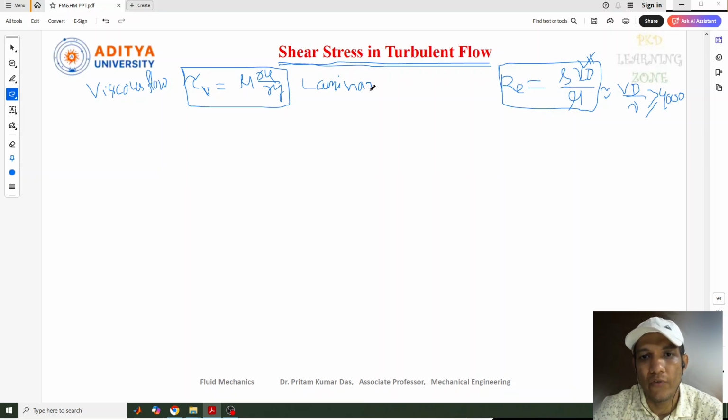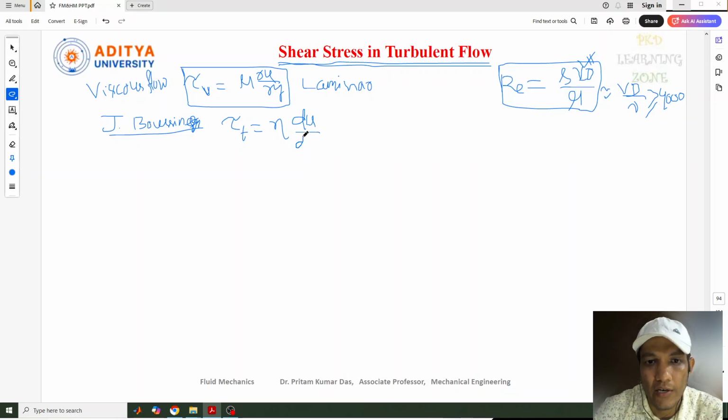But when the topic is turbulent flow, this equation is not suitable for the application. That's why, similar to this equation, another scientist, J. Boussinesq, spelled B-O-U-S-S-I-N-E-S-Q, gave an expression for the shear stress in turbulent flow. The equation was written in this form: tau t, because it is the shear stress for turbulent flow, equals eta into del u bar by del y, or d u bar by dy. You can call the first one equation 1, Newton's law of viscosity, and this one the Boussinesq equation.